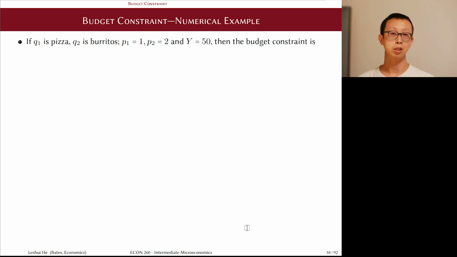Now let's look at a particular numerical example to see how the budget constraint works. We will try to write down the budget constraint under a very particular budget and prices. Let's say that good 1 is pizza and good 2 is burritos, and their prices are $1 and $2 respectively. Now, let's say we have a budget of $50. What will be the budget constraint for the consumer?